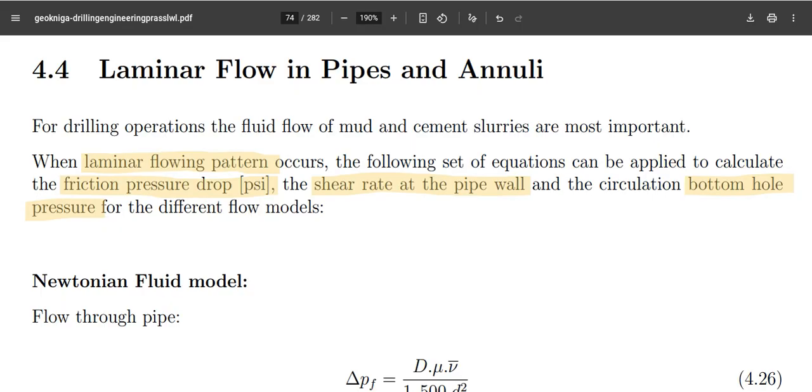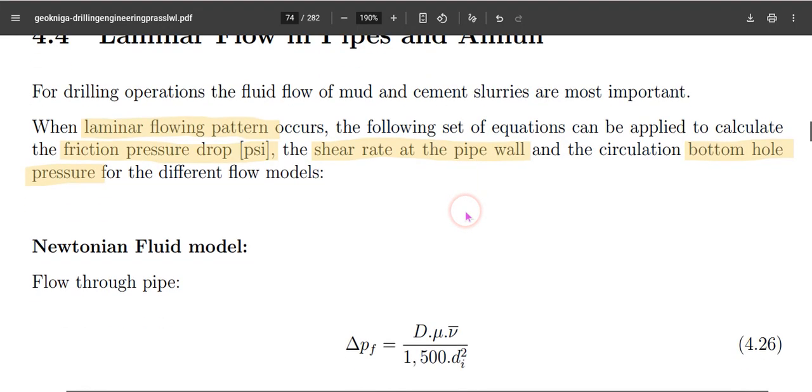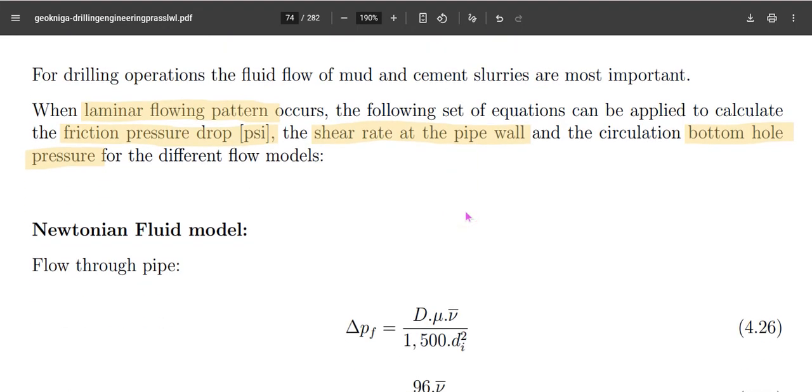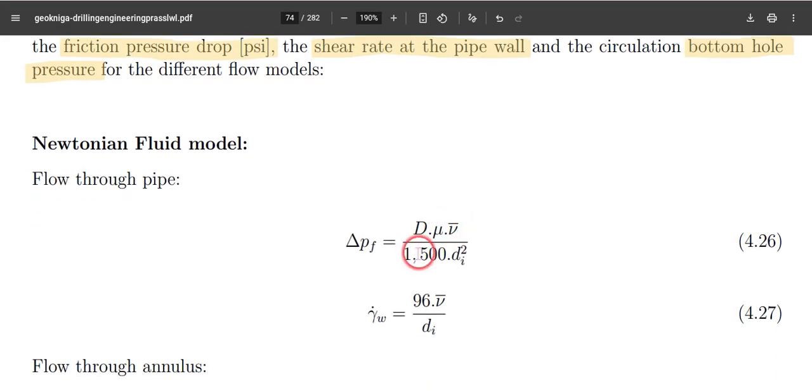So for laminar flow, for both Newtonian and non-Newtonian fluid, we are able to make closed form solutions by simplifying the geometry of the model, and also by simplifying the flow physics, so that the momentum and mass conservation equations can be simplified, and which end up in closed form solutions for computing the pressure drop across the pipes and annuli. For the Newtonian fluid model, for example, for flow through pipe, 4.26 gives you a closed form solution to compute the pressure drop across the particular segment of the flow pipe.